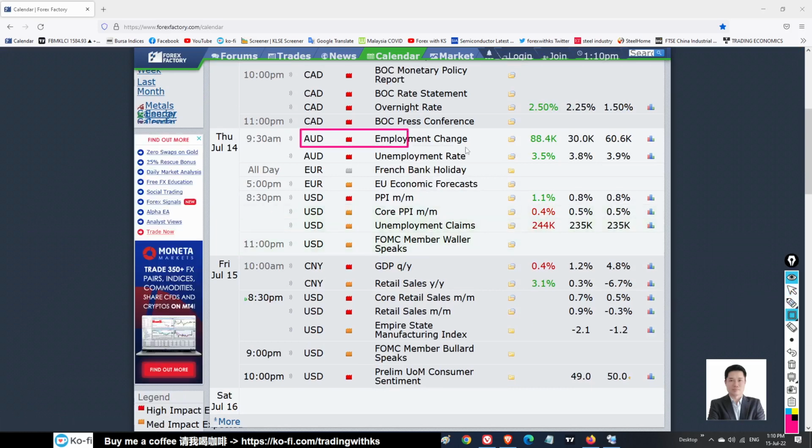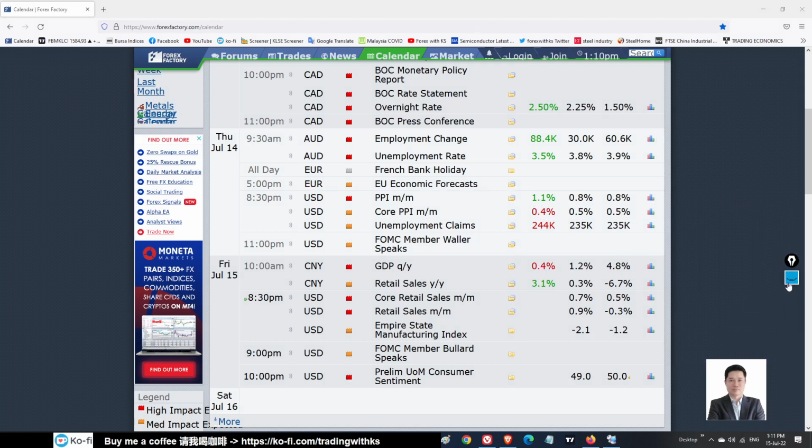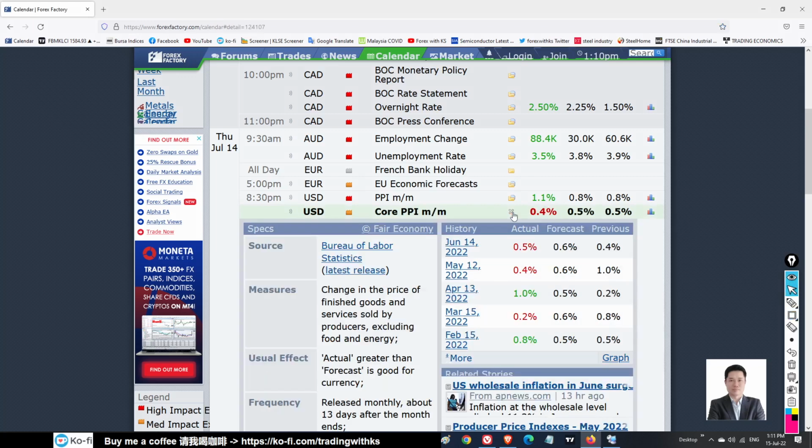Yesterday we got the AUD employment change, which is strong, and we got PPI numbers for the USD. The PPI numbers actually went up, the producer price, which is good for the USD. Core PPI dropped a little. Core PPI is without food and energy.